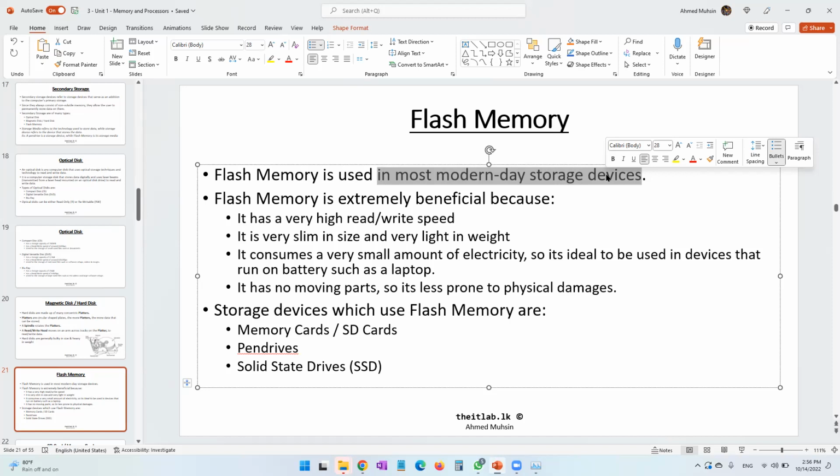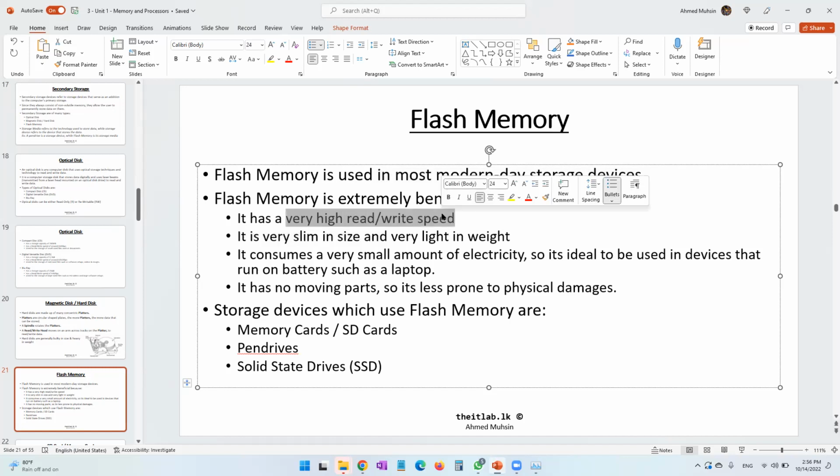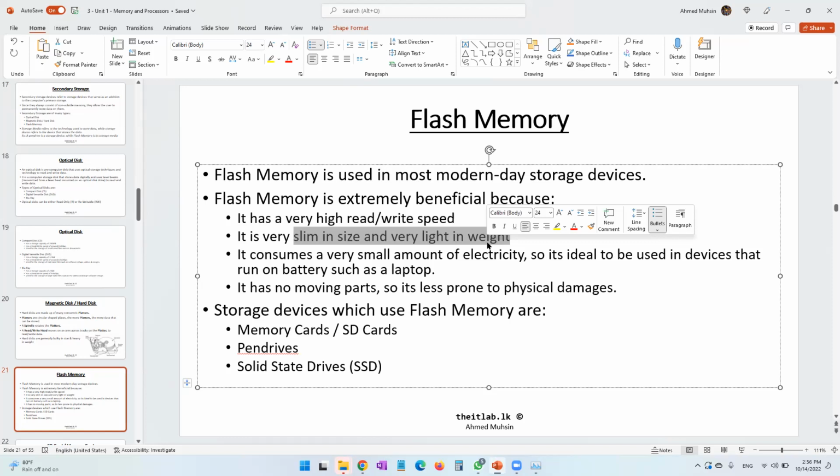Okay. So flash memory is extremely beneficial because it has a very high read-write speed. So number one, a good reason to get a flash memory device is the fact that it has a very high read-write speed. So accessing data happens very, very fast. Next, it's very slim in size and very light in weight. So now you understand why nowadays laptops are so slim and so light in weight, because they are using flash memory. They are not using the bulky hard disk.